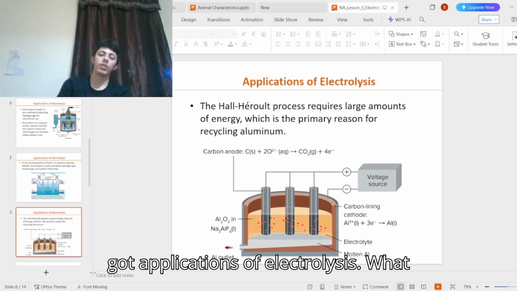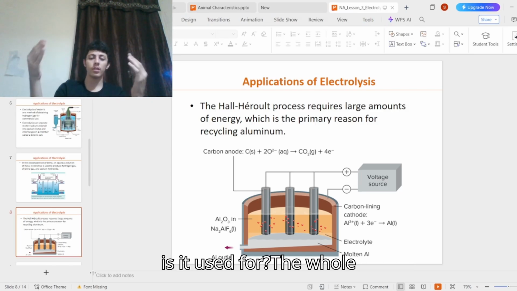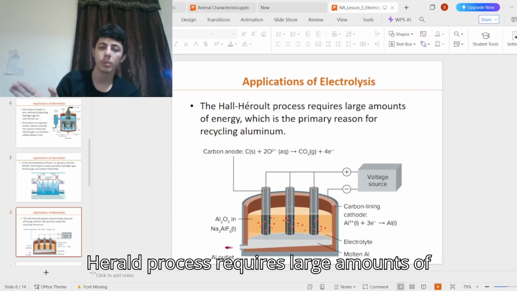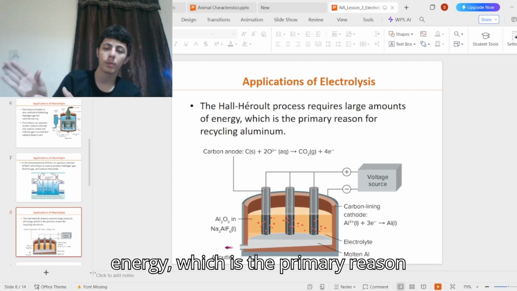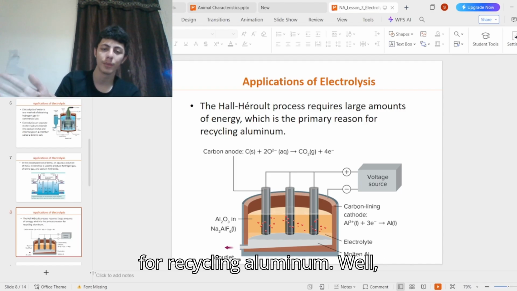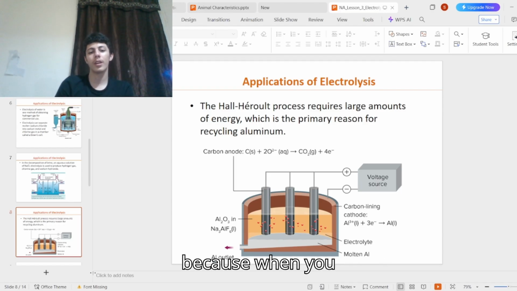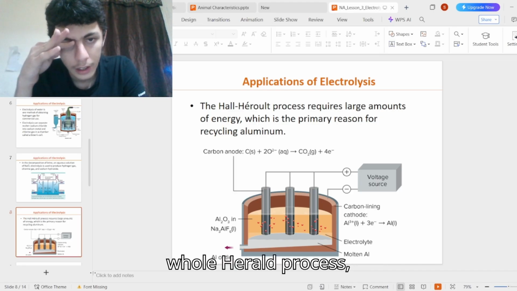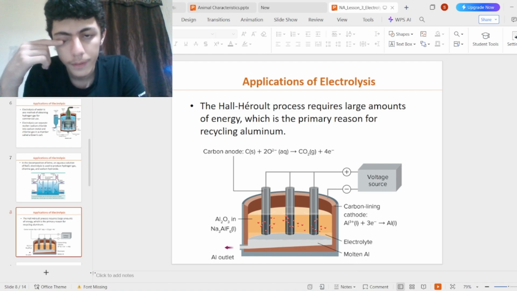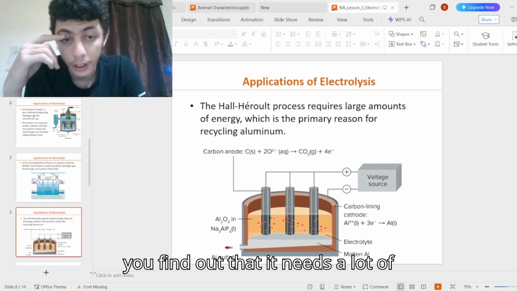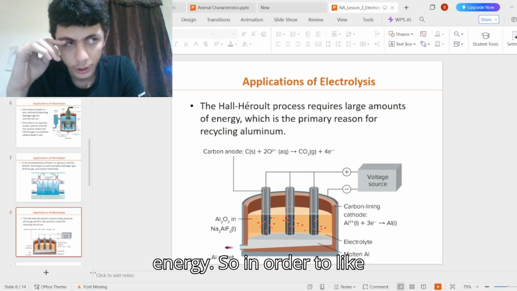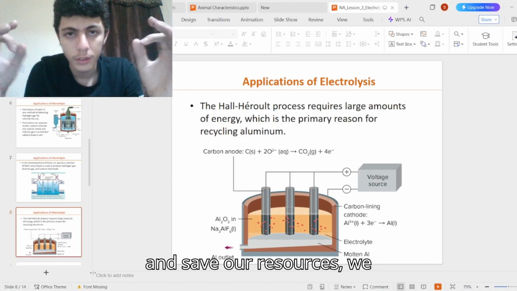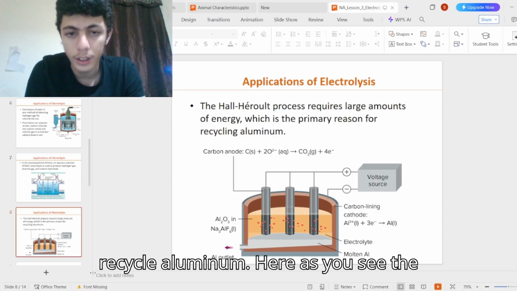Now we have applications of electrolysis. What is it used for? The Hall-Héroult process requires large amounts of energy, which is the primary reason for recycling aluminum. Because when you want to carry out the whole Hall-Héroult process, you find out that it needs a lot of energy. So in order to save all that work and save our resources, we recycle aluminum.